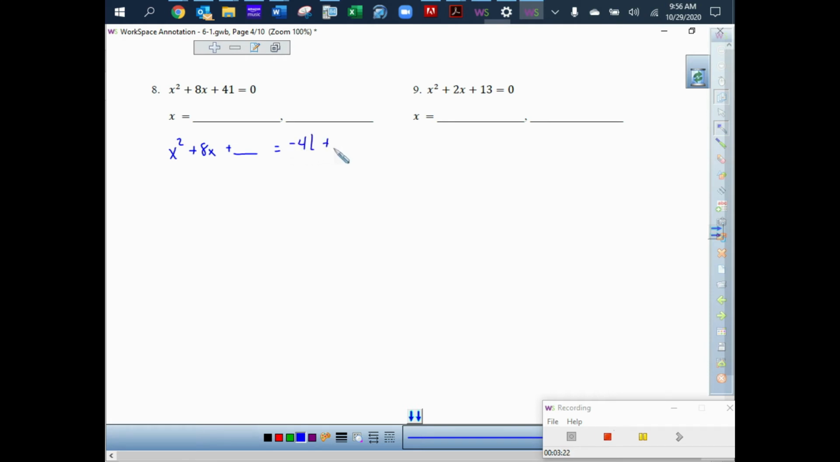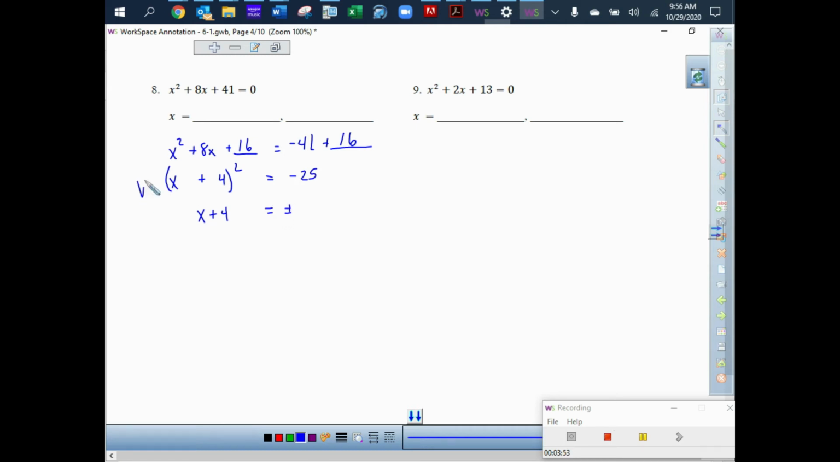So we will subtract the 41 over, and half the b value is 4. Squared is 16, and then x plus 4, quantity squared. That's the square root of this guy, and the square root of this guy, and the sign from the middle, quantity squared, equals negative 25. You add those up. Square root both sides, x plus 4 equals plus or minus.